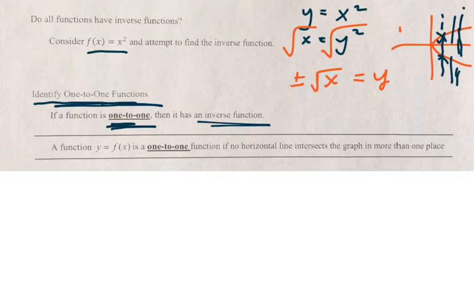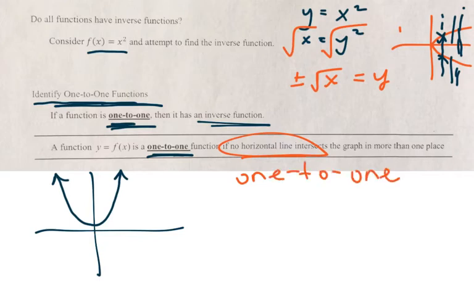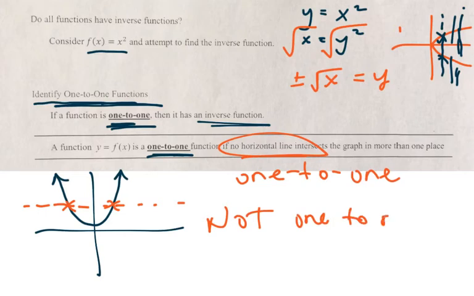A function y equals f of x is one-to-one if no horizontal line intersects the graph in more than one place. So if you think about f of x equals x squared, this is almost like a horizontal line test. So we can test with a horizontal line to see if a function is one-to-one. Now this fails the horizontal line test, so it is not one-to-one. Therefore, f of x equals x squared does not have an inverse function.